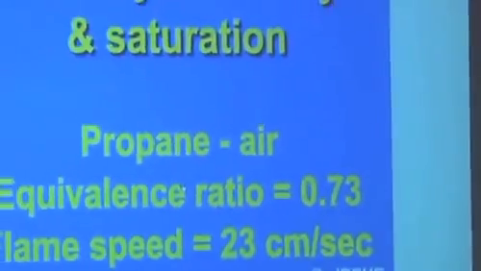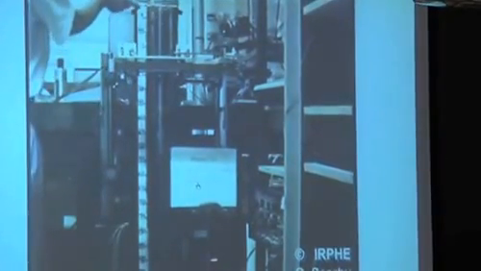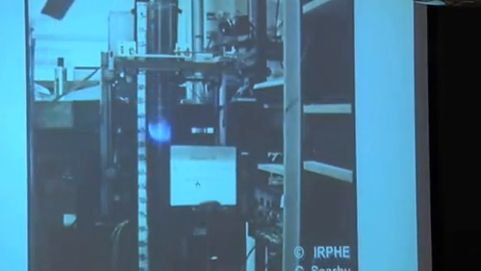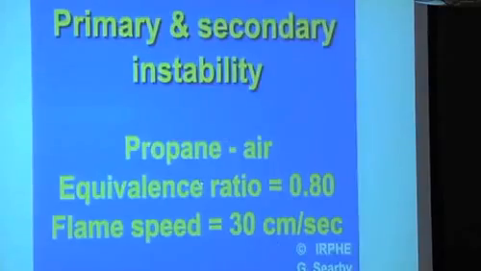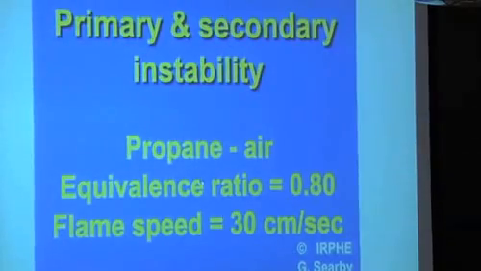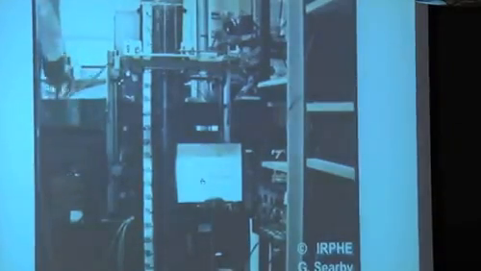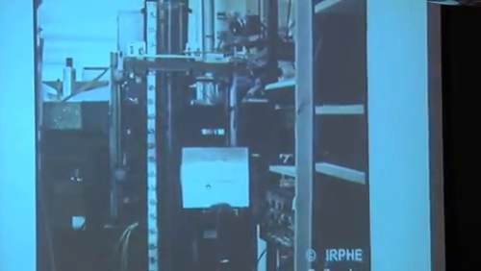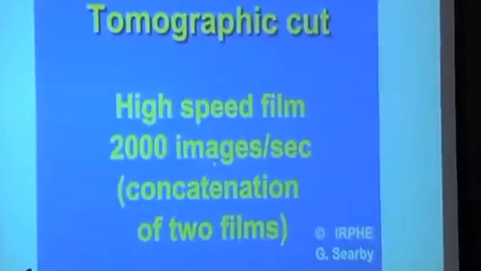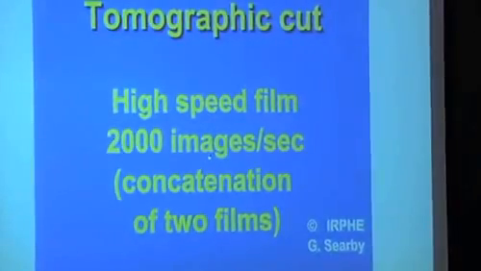Another kind of instability here coming from the group in Marseille, where they propagate a flame in a tube. So it's a long tube, and you ignite the flame at the top. And so the flame goes down, and depending on the equivalence ratio, it can do different things, as you can see here. So you see here that not the same thing happened in two cases, okay?